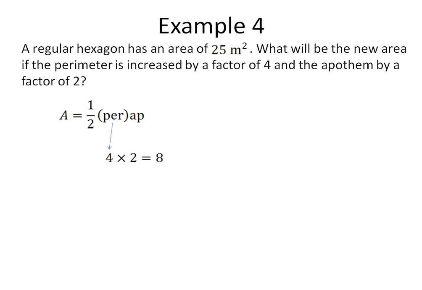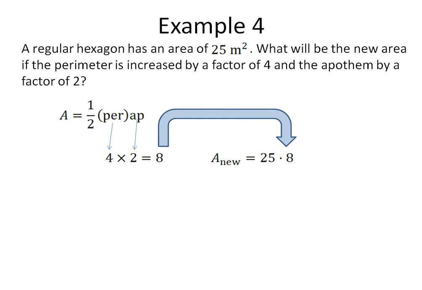Okay, the 4 came from the perimeter change, the 2 came from the apothem change, and 8 gives us our new factor. So the area of the new one is going to be 25, which is the old area, times 8. Okay, and the 8 just simply comes across like this. That gives us that the new area is going to be approximately 200 square meters.